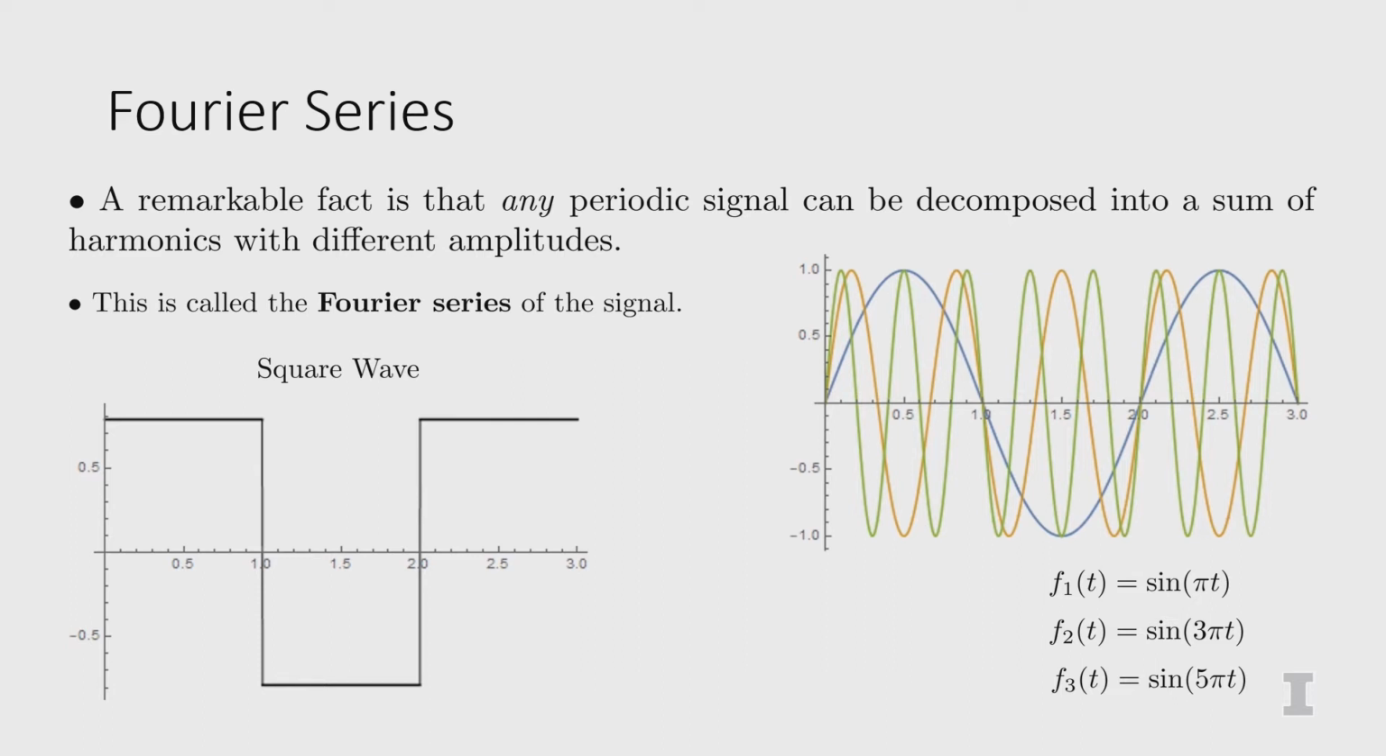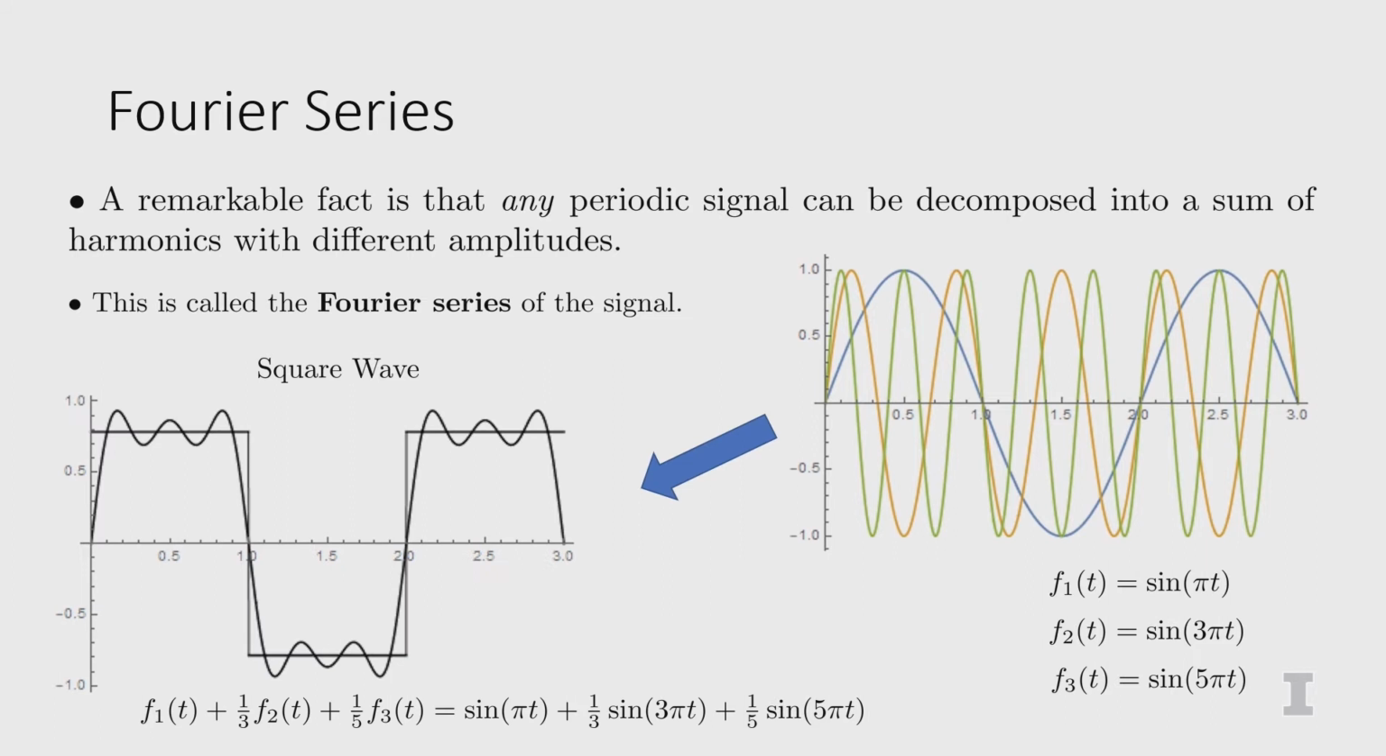And so here it is. If you look over here, I've graphed 3 functions: sine pi t, sine 3 pi t, and sine 5 pi t. So this is 3 times the fundamental frequency, 5 times the fundamental frequency. The first one is the blue curve. The second one is the orange curve, which has 3 times the frequency, and then 5 times the frequency is the green one. See, it's going fast, exactly.